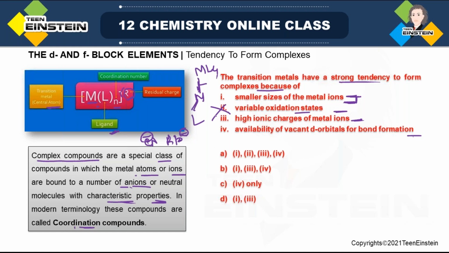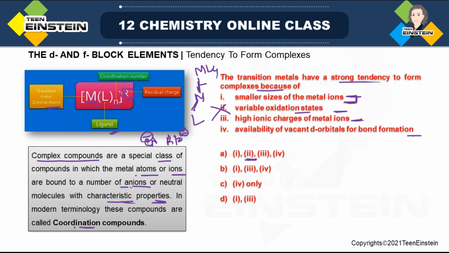Variable oxidation state is actually the reason for the d block elements showing catalytic property. We will also discuss that later. But right now we are discussing complex formation tendency, and it has nothing to do with the variation in oxidation state. So this is not the correct one. Now if 2 is not correct, 2 is present in option A only, so this cannot be the correct option.